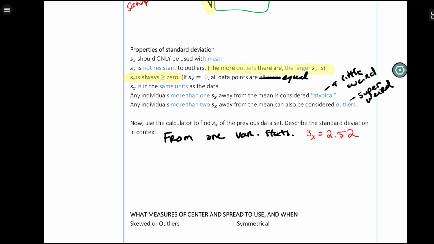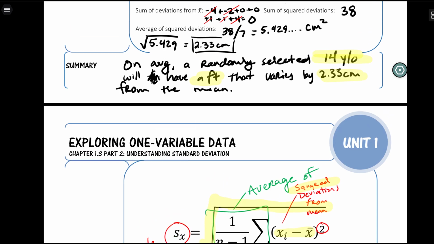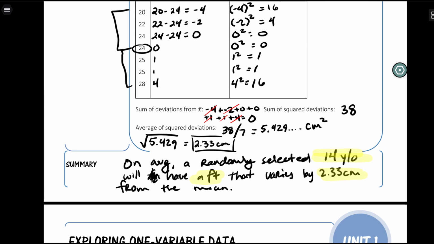What we found when we first went through this was dividing by 7. This was dividing by n, not n minus 1. So this would be like the entire population of 14-year-olds. That would be the population standard deviation. But we know this was a random sample, so really we should have used S. And we should have divided by 6, and we should have ended up getting this value, 2.52 centimeters, when you divide by 6 instead of 7.